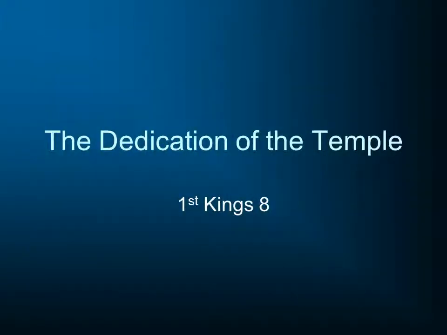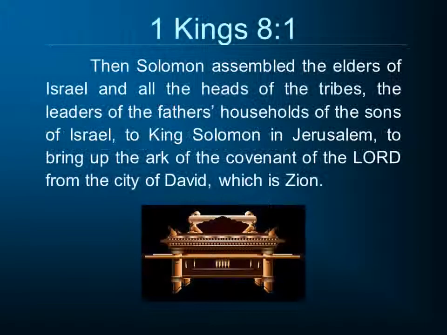Now we have the dedication of the temple in 1 Kings chapter 8. Then Solomon assembled the elders of Israel and all the heads of the tribes, the leaders of the fathers' households of the sons of Israel, to King Solomon in Jerusalem to bring up the Ark of the Covenant. It had already been brought to Jerusalem. Now it is going to be brought up from the city of David into the temple. The throne of God will enter the house of God.